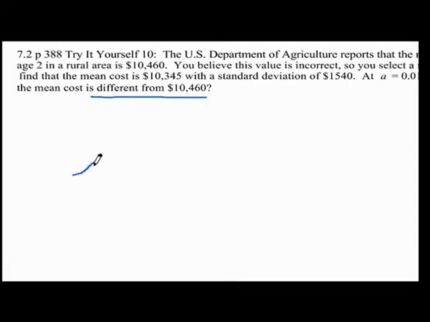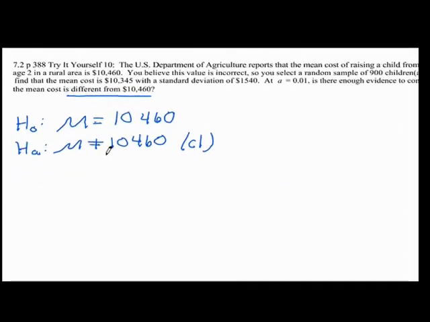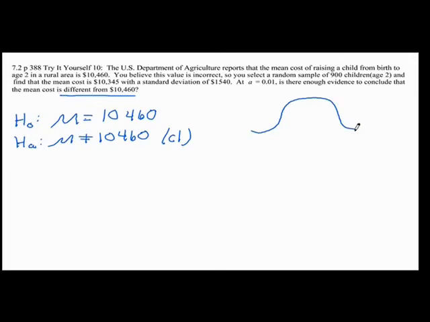So your claim is going to be mu is not equal to $10,460. Well, since it's not an equality, that's going to be the alternate hypothesis. CL for claim. And so the null hypothesis is going to be mu is equal to $10,460. So let's start by finding our critical values in our critical region. Since this is the not equal to, that means we're going to have a two-tailed test. So it's going to be left and right-tailed test.